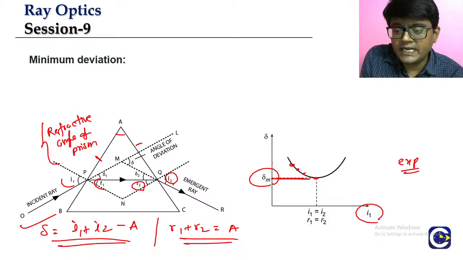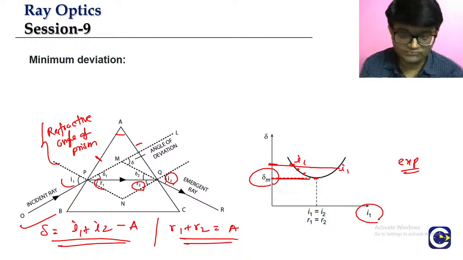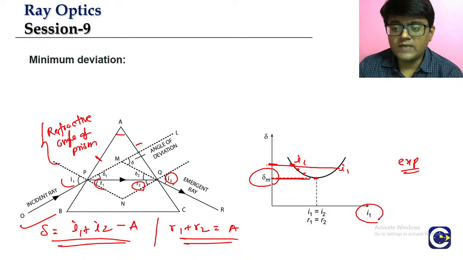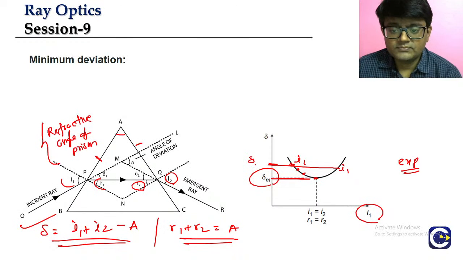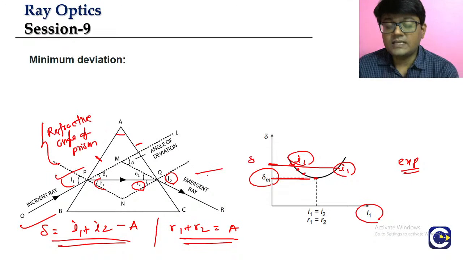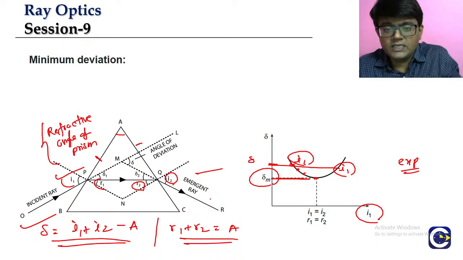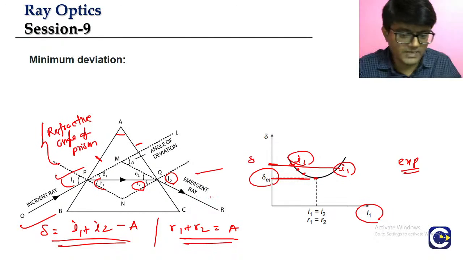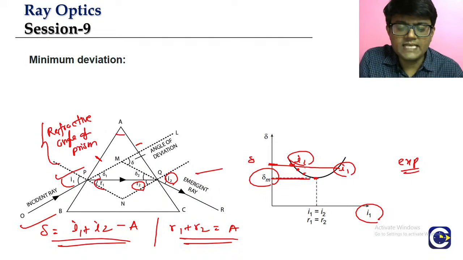Now for any delta value, we will get two values of I1. For both these values, delta will be the same. What do these two values of I1 correspond to? One indicates the angle of incidence on one side, the other indicates the angle of emergence, because light follows the principle of retraceability. The way it goes, it comes back in the same path. So one angle is on this side, another angle on that side.